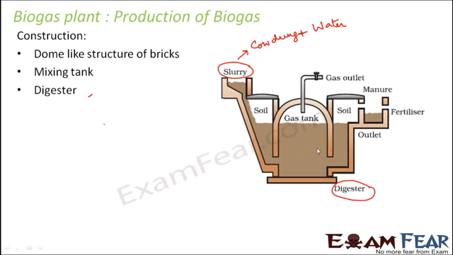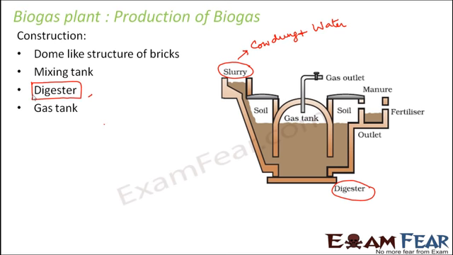Then it moves into the digester, where the process of anaerobic fermentation takes place. As we know, the anaerobic organisms do not need oxygen for breakdown of the slurry. So the entire process takes place in the absence of oxygen in the digester. The most important part of biogas production happens in the digester.